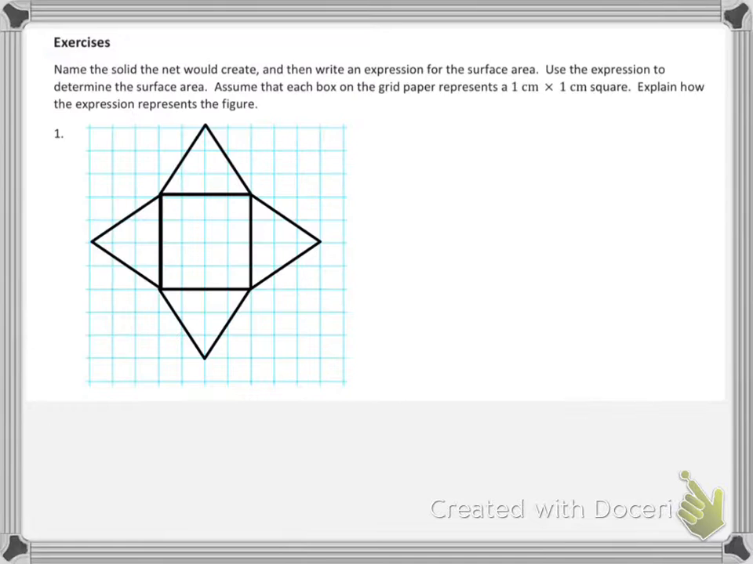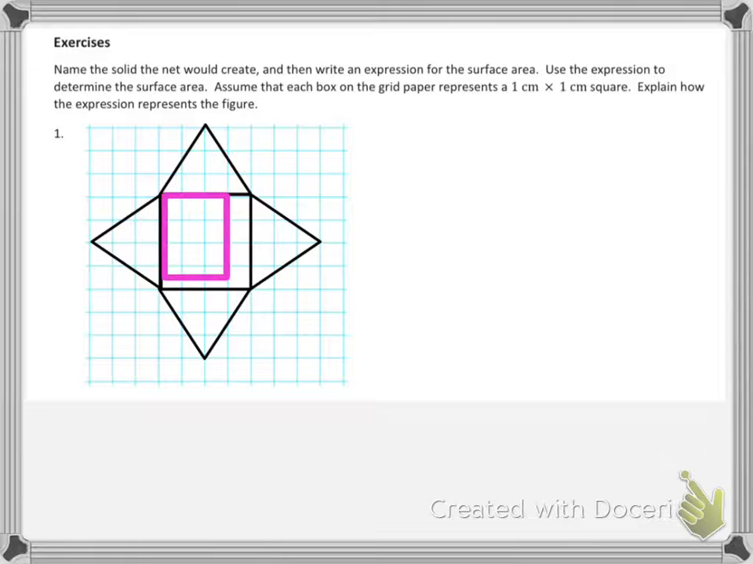Okay. Next, another square pyramid. We have to name the solid, so square pyramid, and then write an expression for the surface area. Well, I'm not so big on expressions. I like to just take it piece by piece. I think it'll be easier than trying to remember equations for each of the different solids that we're going to work with. So let's start with the rectangle.